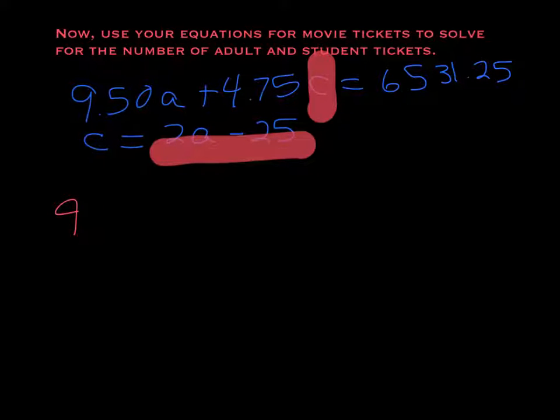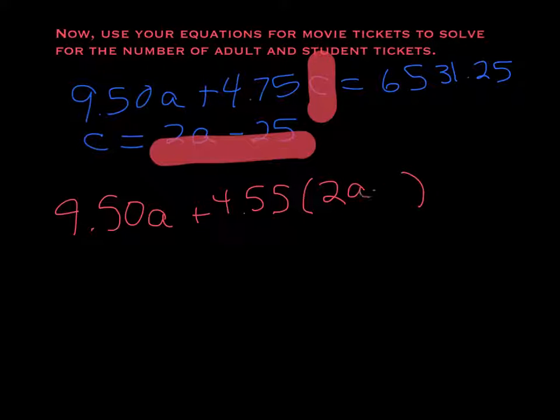Now I'm going to rewrite the first equation: 9.50a plus 4.75. Now instead of C, I'm going to write all that stuff that C equals. C equals 2a minus 25. And then that has to be $6,531.25. Notice the only thing that happened is this stuff right here used to be C. So instead of C, I replaced it with what C was actually equal to. And now we just have to start solving.